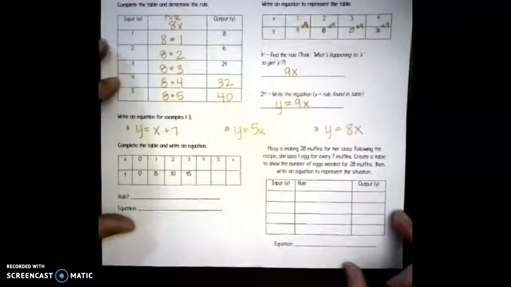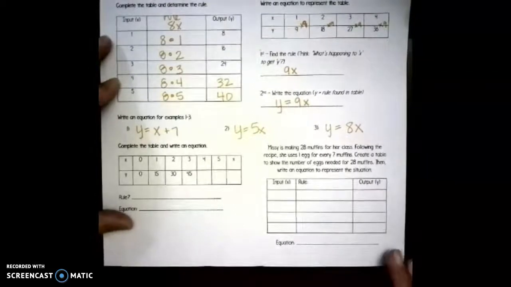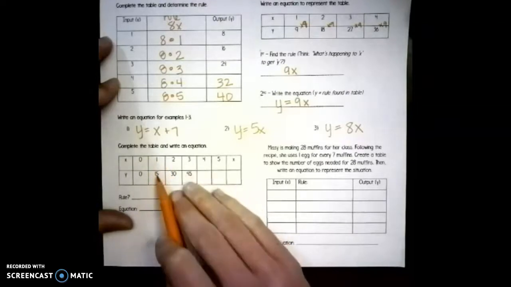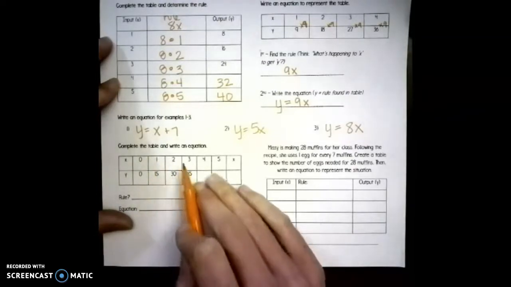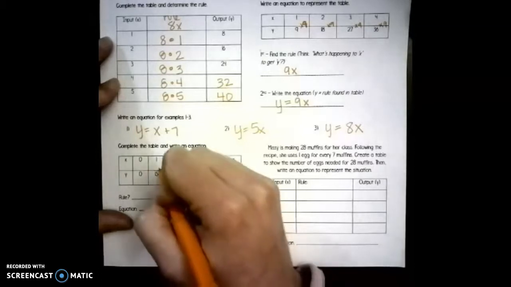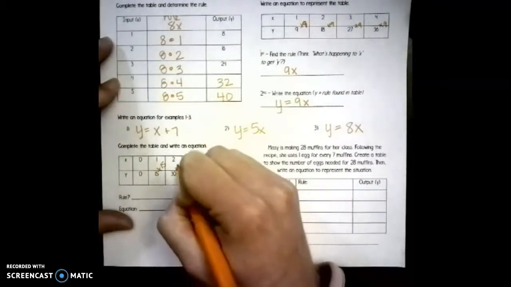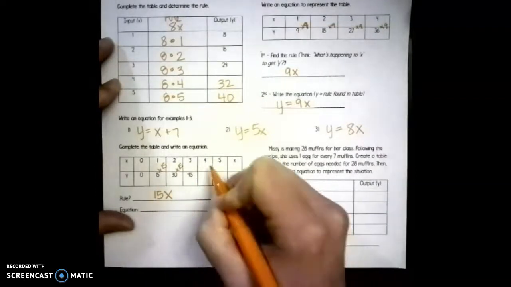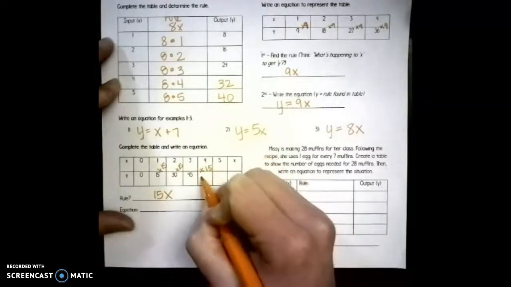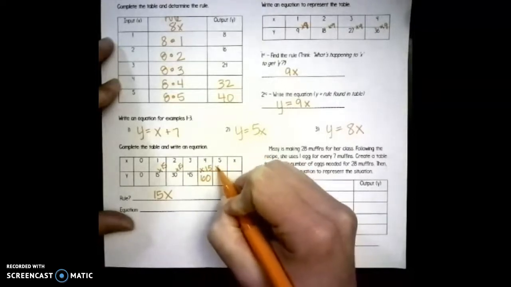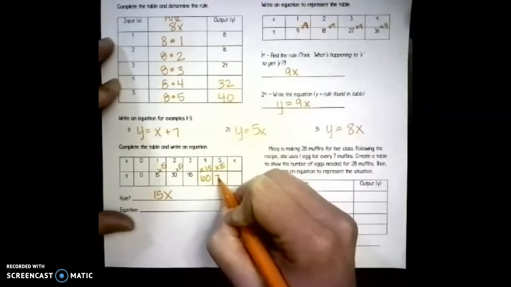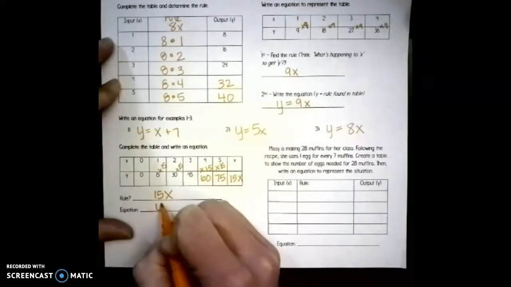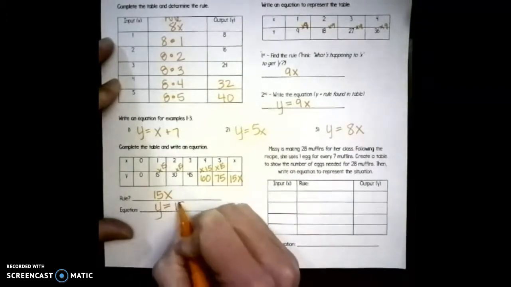All right, moving right along. Complete the table and write an equation. So we go from 0 to 0, 1 to 15, 2 to 30, 3 to 45. Guys, what am I doing here? Multiplying by 15. So we're multiplying everything by 15. So 15 times x will give us y. So 4 times 15 is 60, and 5 times 15 is 75. So our rule is 15x. If I wanted to find y, that would equal 15x.